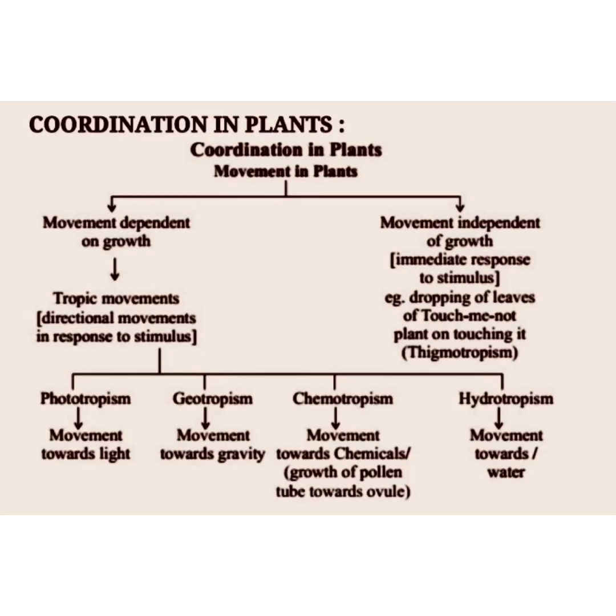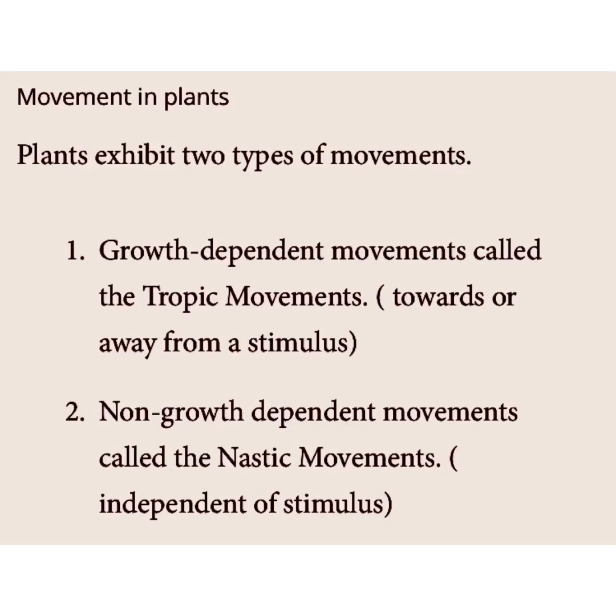Now look at this flowchart. By this flowchart, we can easily know that tropic movements are directional movements in response to the stimulus, whereas movements which are an immediate response to stimulus are the nastic movements. So movement in plants can be of two types: growth-dependent movements called tropic movements, which are towards or away from the stimulus, and non-growth-dependent movements called nastic movements, which are independent of the direction of the stimulus.